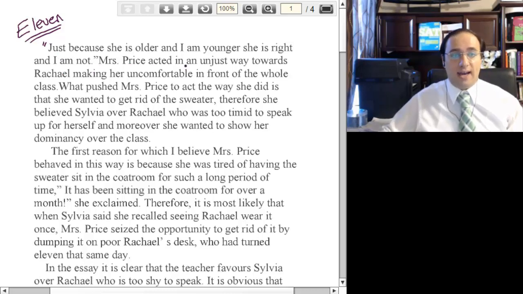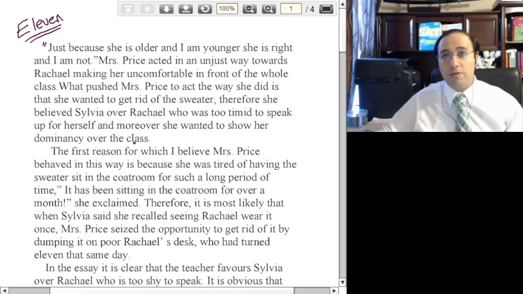Mrs. Price acted in an unjust way towards Rachel, making her uncomfortable in front of the whole class. What pushed Mrs. Price to act the way she did is that she wanted to get rid of the sweater. Therefore, she believed Sylvia over Rachel, who was too timid to speak up for herself. And moreover, she wanted to show her dominancy over the class.